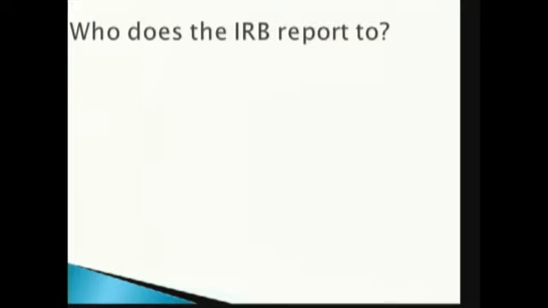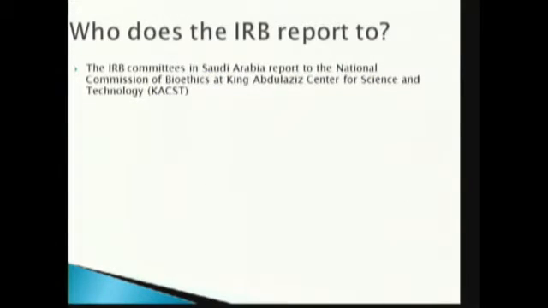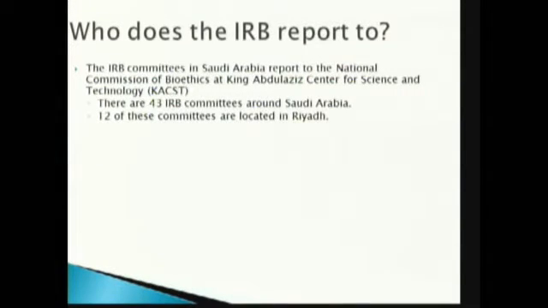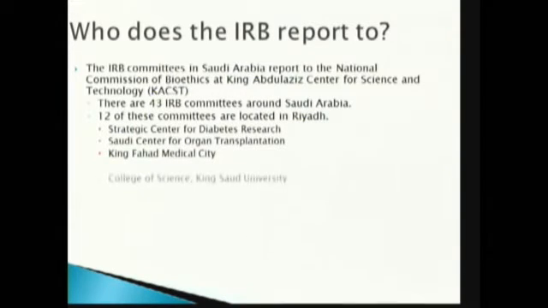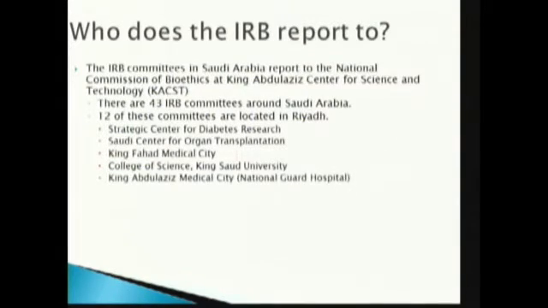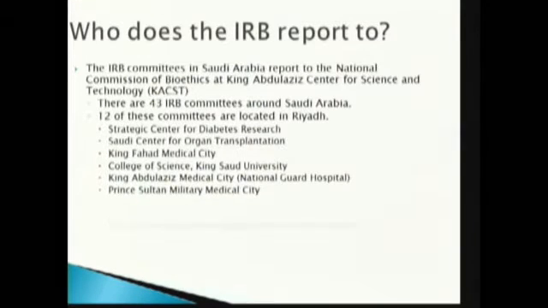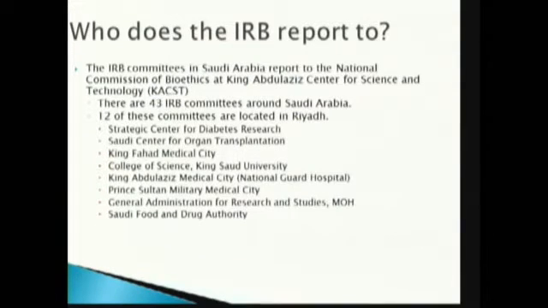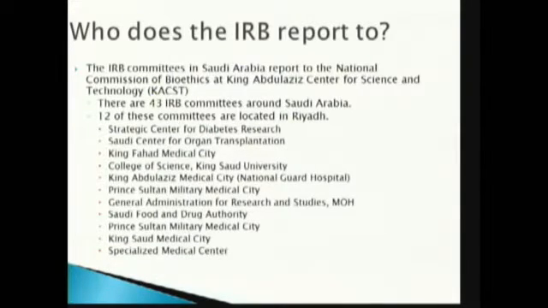Who does the IRB report to? The IRB here in Saudi reports to the National Commission of Bioethics, which is located in KKESH. We've got 43 registered IRB committees in Saudi Arabia alone. 12 of them are located in Riyadh: the Strategic Center for Diabetes Research, the Saudi Center for Organ Transplantation, King Fahd Medical City, the College of Science in King Saud University, King Abdulaziz Medical City, Prince Sultan Military Hospital, General Administration for Research and Studies in the MOH, the Saudi Food and Drug Authority, Prince Sultan Military Medical City, King Saud Medical City, and the Specialized Medical City.